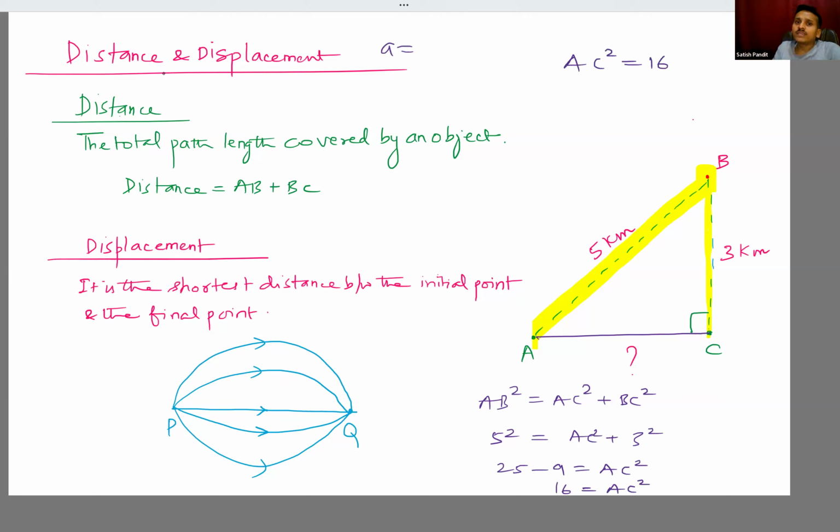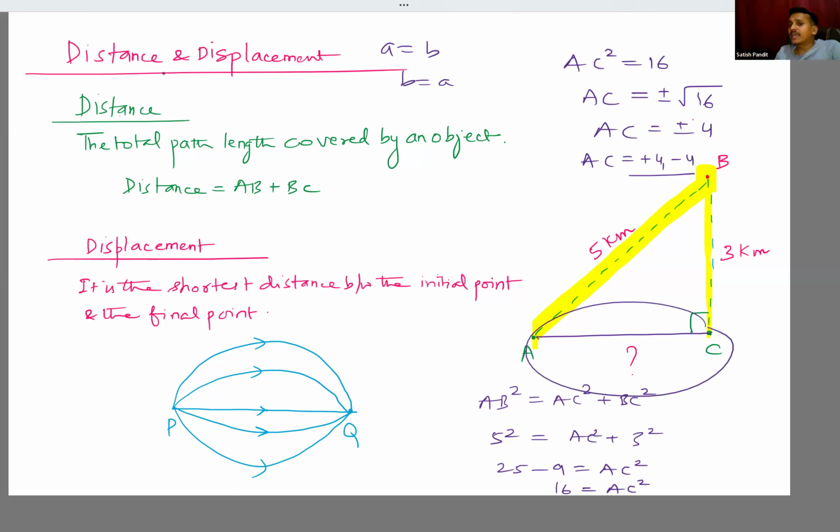See, when I have A is equal to B, I can write B is equal to A also. So 16 is equal to AC square means I can write AC square is equal to 16. So what will be AC? AC will be plus or minus root of 16. Generally people will not put this plus and minus, but you have to put this. I'll explain why. Whenever we are taking a square root, we have to put this plus and minus, okay? So AC will be plus and minus 4. That means AC can be plus 4 or minus 4. But here it is a length of a triangle, no? How can it be negative? So you write AC cannot be equal to minus 4. Therefore, AC is equal to 4. So that means AC is actually 4 kilometers.